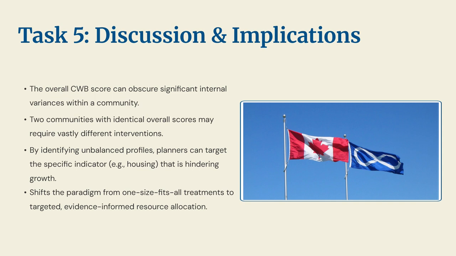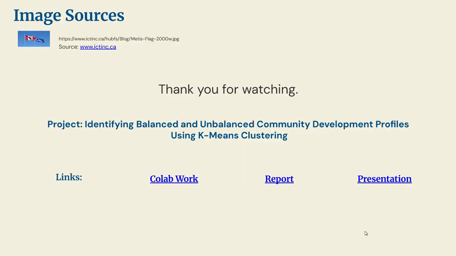The combined index is the wrong tool for deciding what to do about the fact that the index is low, which is counterintuitive. This kind of indicator level clustering gives planners something the score can't, which is an indicator of what needs to be done. So that's everything for my presentation.